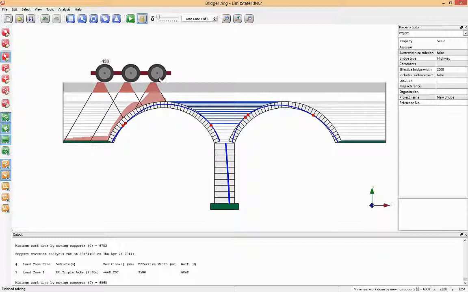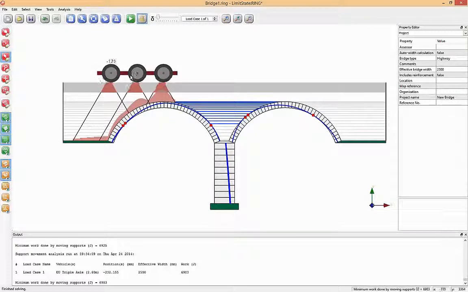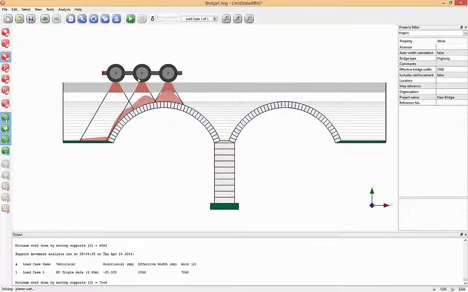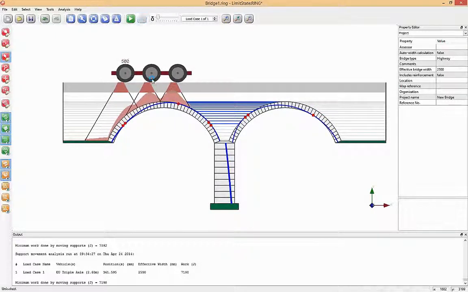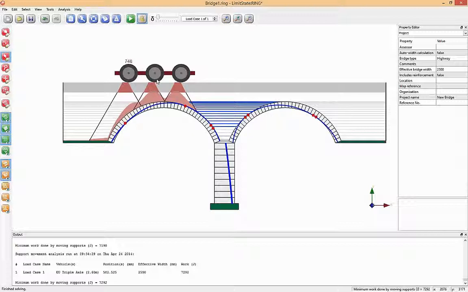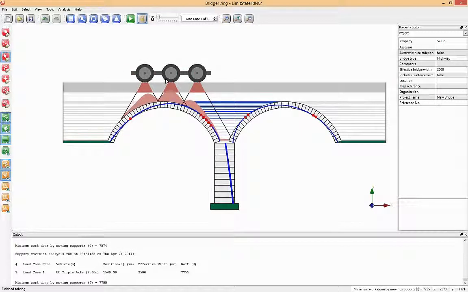Now, it's important to bear in mind that the vehicle load is unfactored. So this is exactly as we specify it. So I specified an EU triple axle, so whatever those axle loads were are now being applied to the structure. And you can see that depending on where the vehicle is in relation to the bridge, I get moving hinge locations.